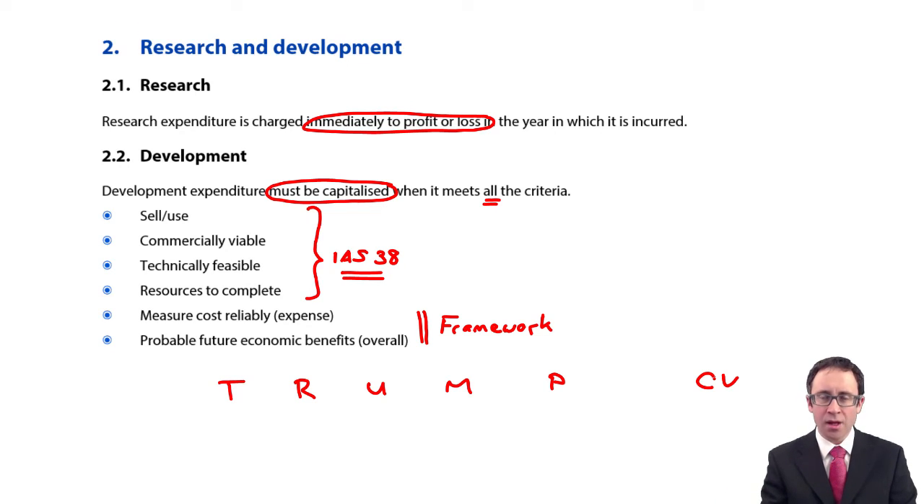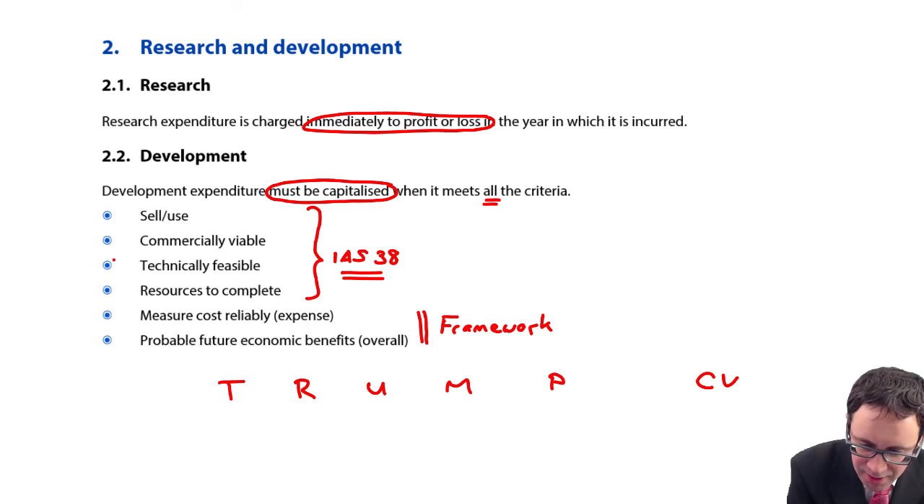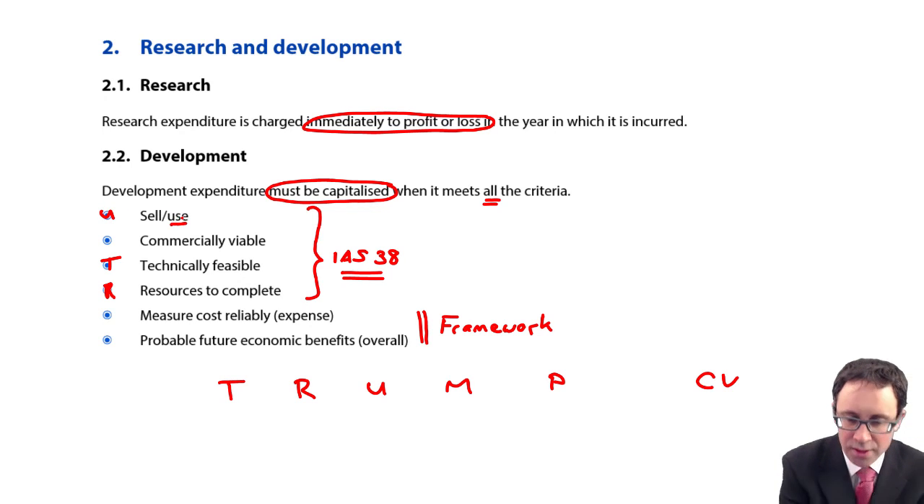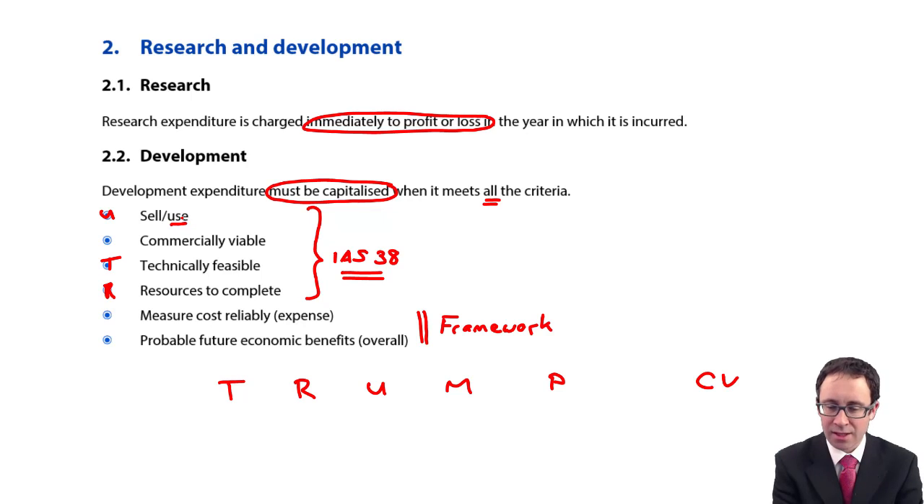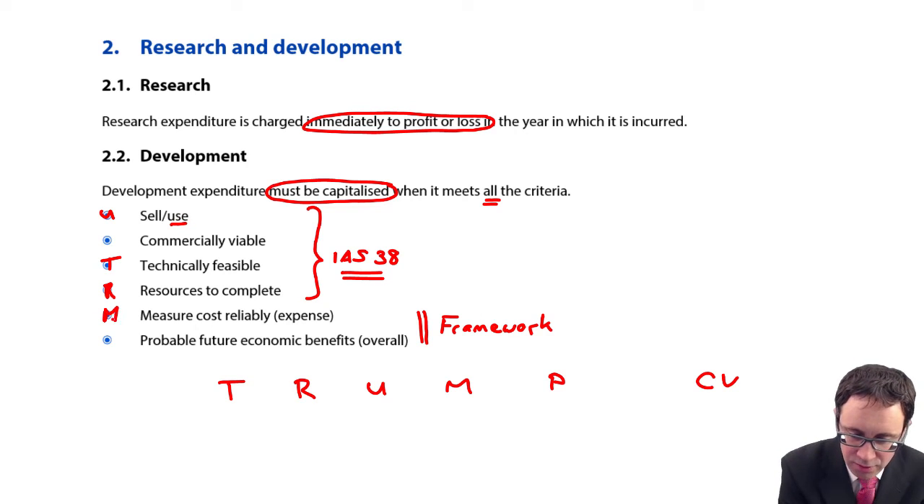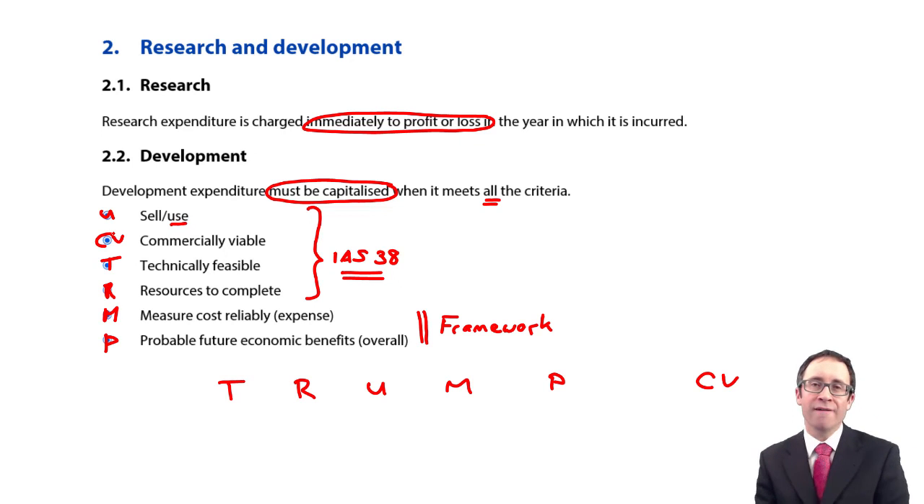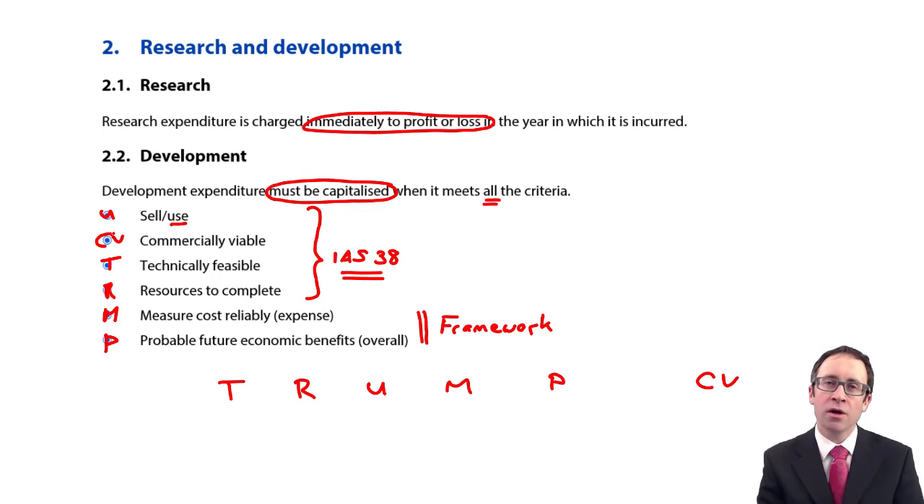What have we got? Well, the T is: is it technically feasible? R is that you have the resources. U is that we are able to use it or to be able to sell it. M is to be able to measure it reliably. P is that there is probable future economic benefit. And then CV: is it commercially viable? Okay, so there we have it. Trump CV. Let's not start talking about anything political, shall we? Okay, Trump CV. There we go.